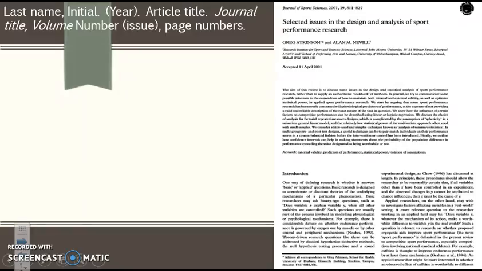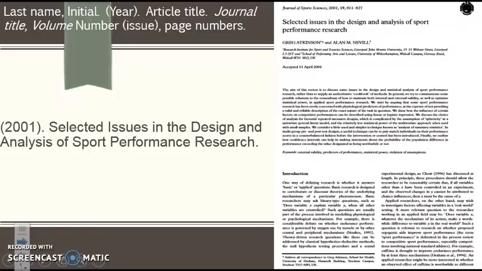The next part of the reference is the date and the article title. The year goes in brackets followed by a full stop, then a space, then the title of the article. This needs to be exactly as it appears on the journal. This is followed by a full stop.